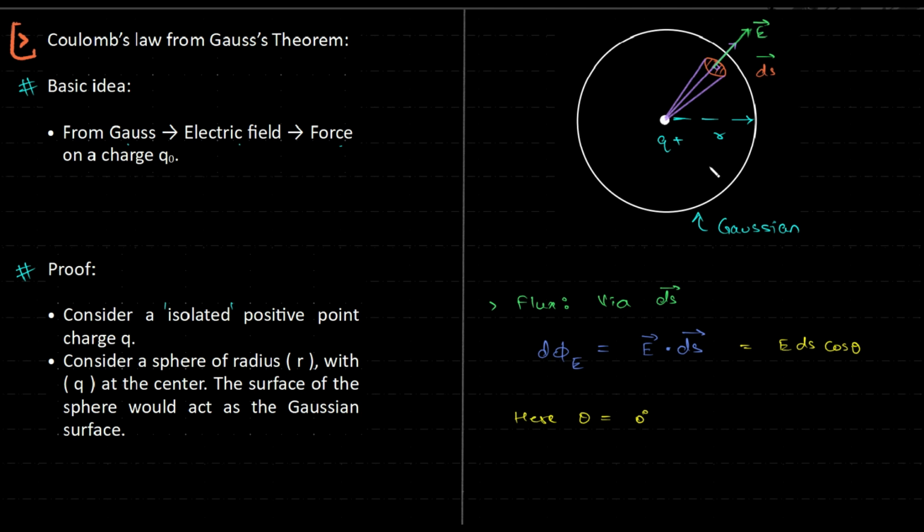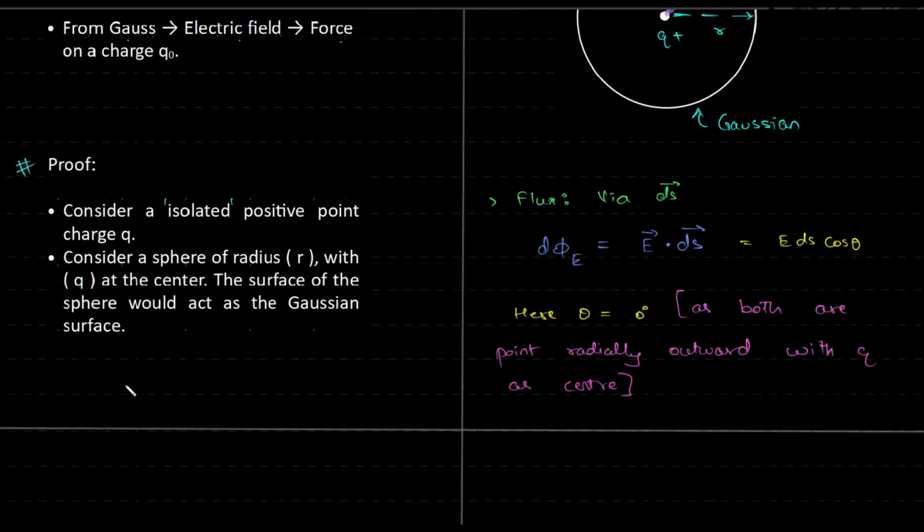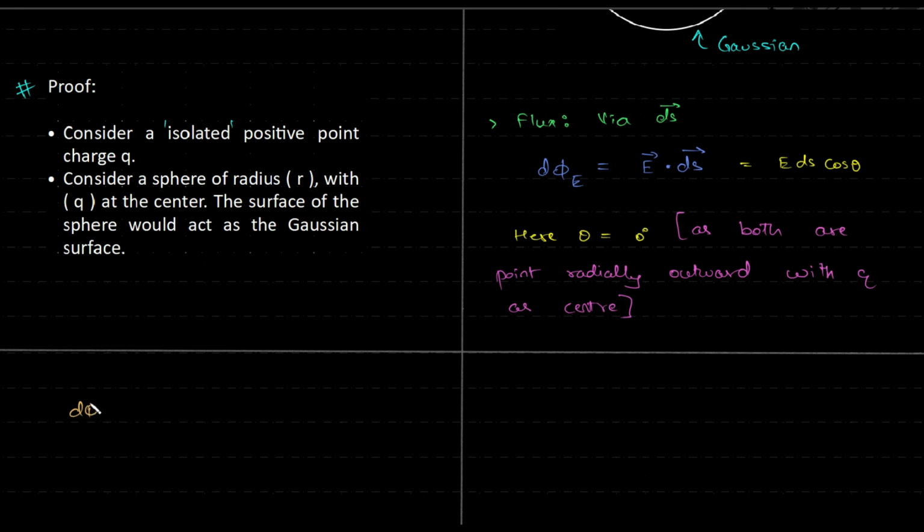Between E and dS, the angle is 0 degrees because they are pointing in the same direction, as both are pointing radially outward with Q as the center. And so this small flux can be obtained with E dS. Cos of 0 is 1, so this is E dS.